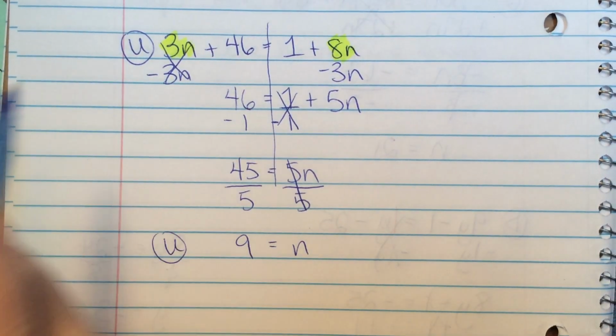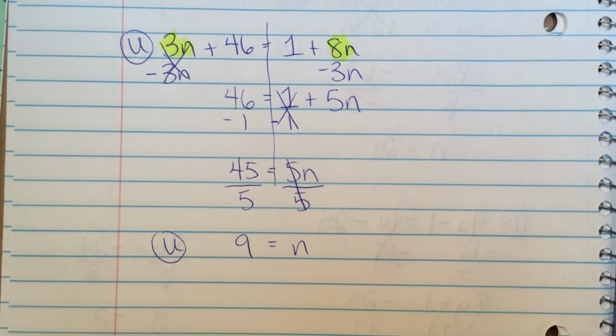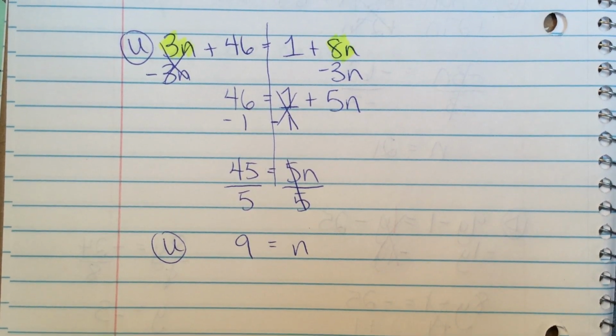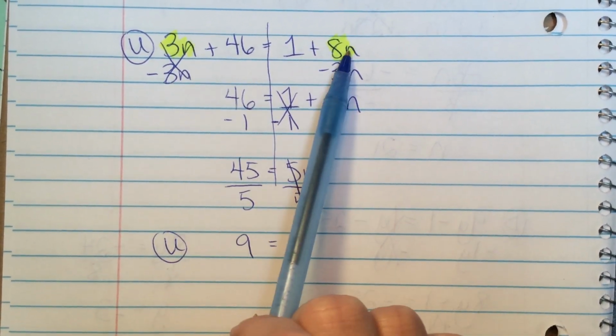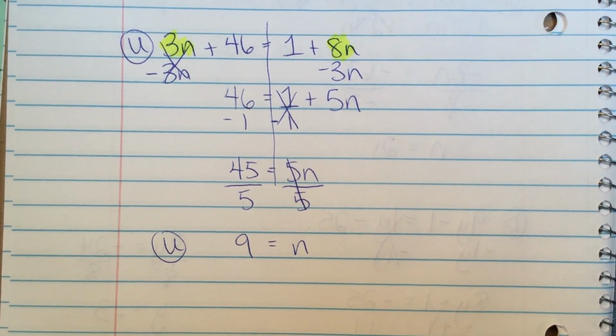All right, so try some by yourself. Let me know if you get hung up. Just highlight both of the variables. Move the smaller one. And raise your hand and ask questions when you have them. I'm here to help you. Good luck.